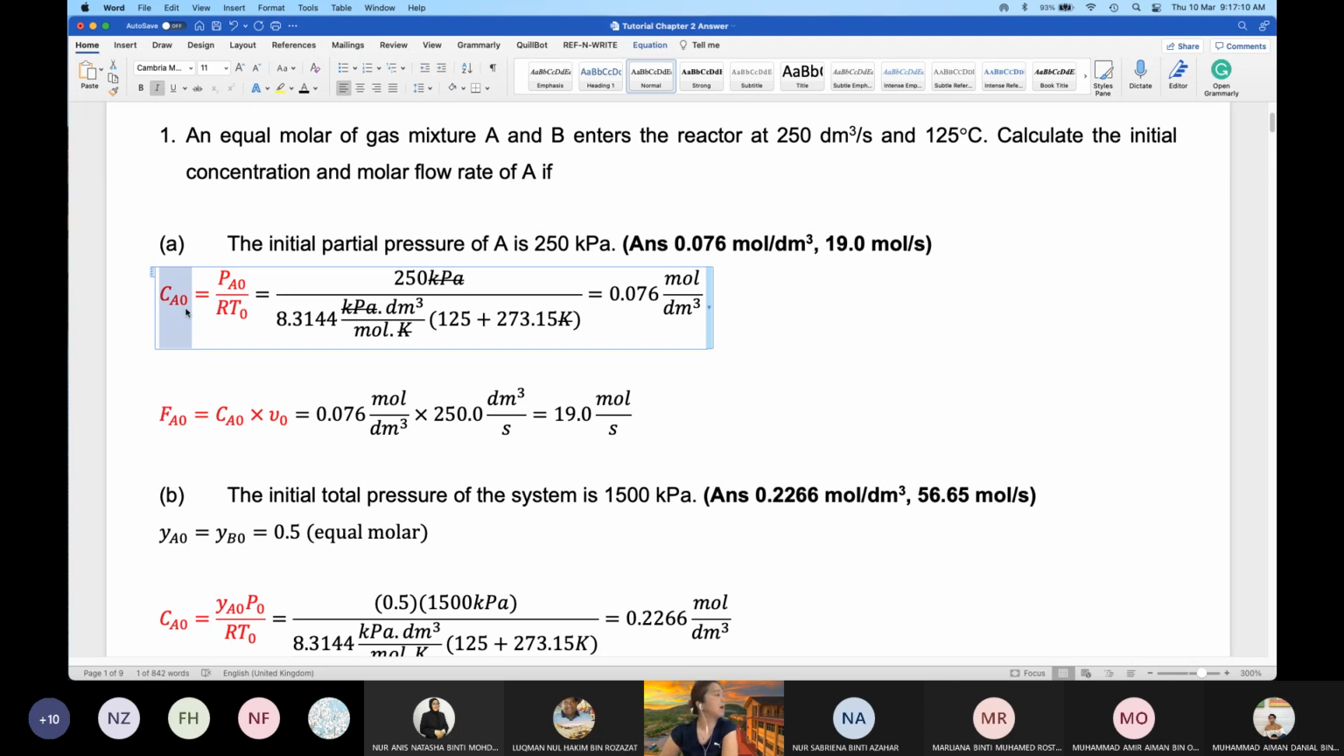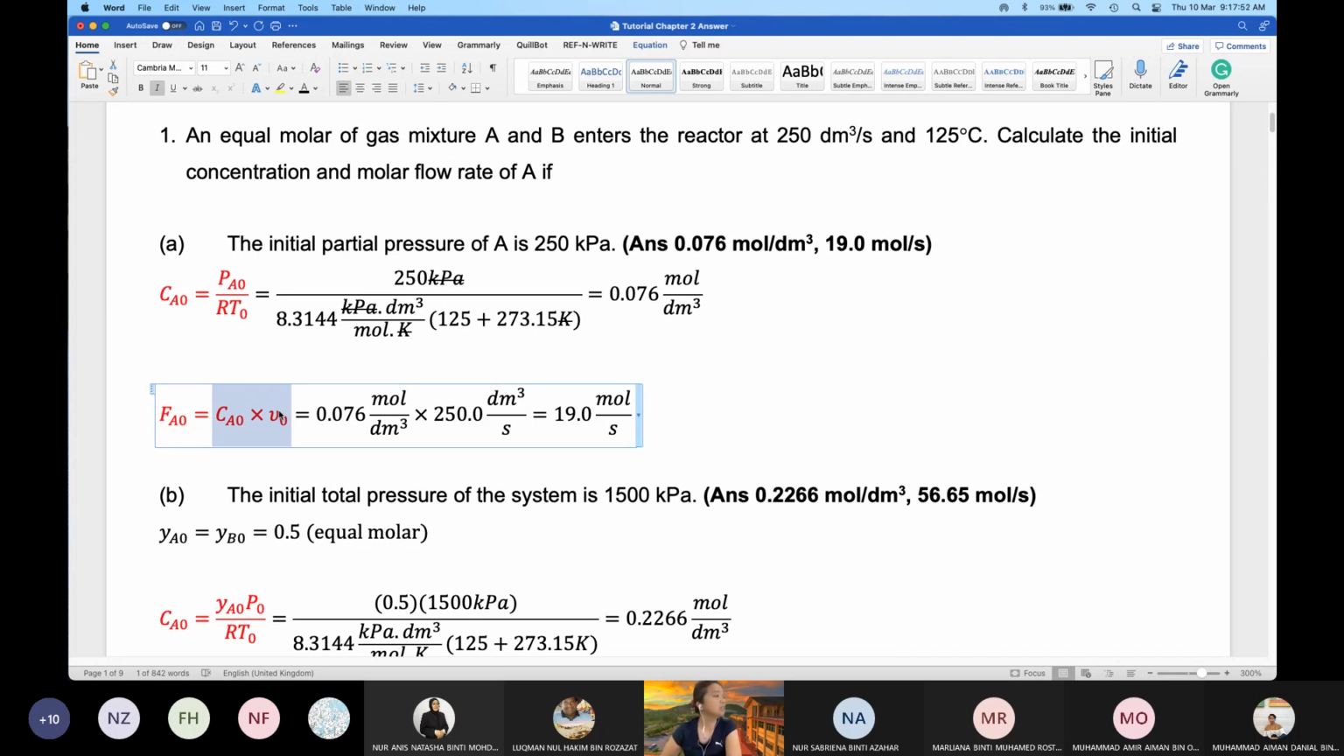Next part, they want us to find FA0, the initial molar flow rate of A. To find the initial molar flow rate of A, there is only one correlation. Remember I told you, for gas phase in a flow system, there is a correlation between concentration, molar flow rate, and volumetric flow rate. The correlation is given as FA0 equals CA0 multiplied by V0. Even if you know these three are correlated to one another, let's say you forget whether it is multiply or divide and so on.